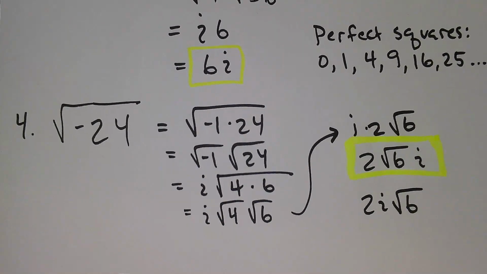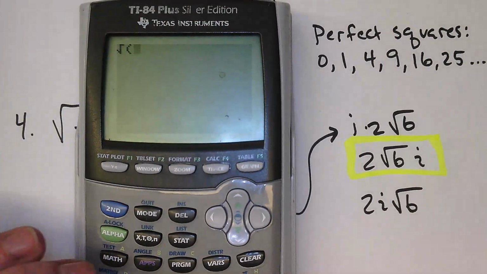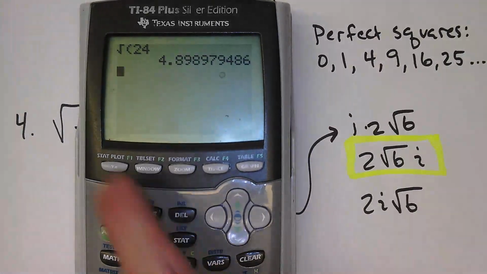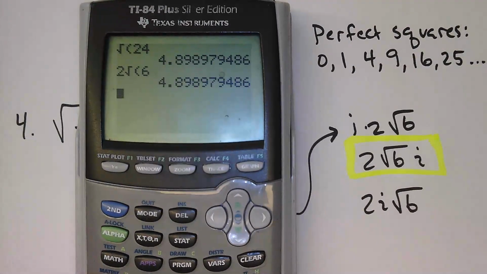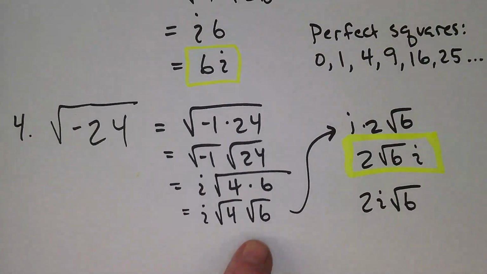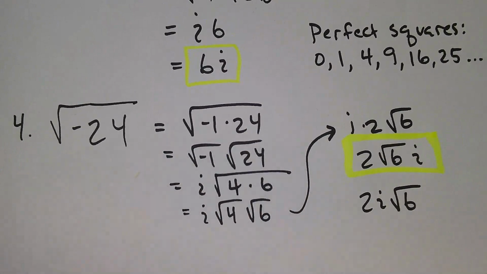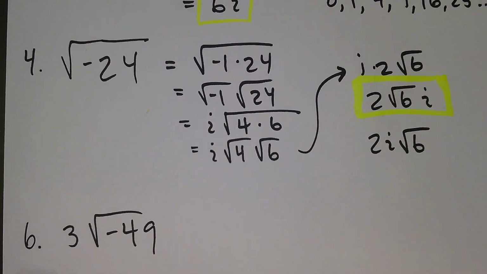And by the way, just to show you that 2 square roots of 6 is the same, if I do the square root of 24, I'm taking away that negative, so I'll get the decimal equivalent here. If I do 2 square roots of 6, it's the same decimal equivalent. So 2 square roots of 6 and the square root of 24 right there are definitely the same answer. This is just simplified.